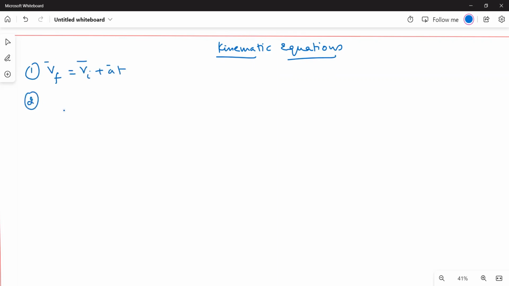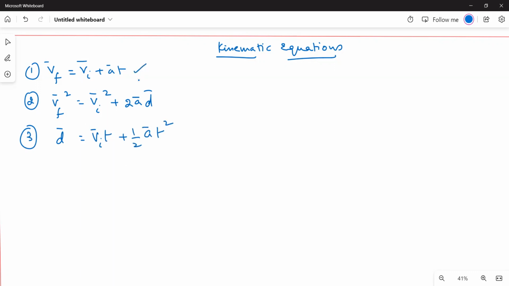Second one is Vf square is equal to Vi square plus 2AD. Third one is D is equal to Vit plus half At square.